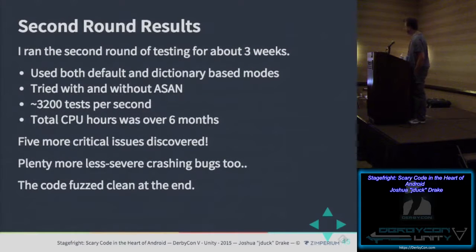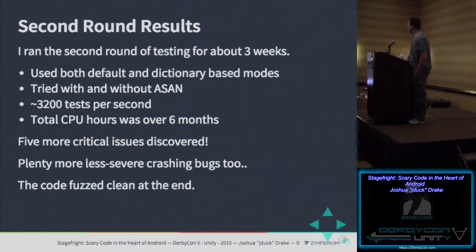I got about 3,200 tests per second when I ran it on my 32-core box. It was super fast, and that's why I could get away with running it for only a day or two, because it keeps track of CPU time and multiplies it out. You run it for three days on this box with 32 cores, and it tells you it actually ran for like 6 months of what you would normally consider CPU time. So that's awesome.